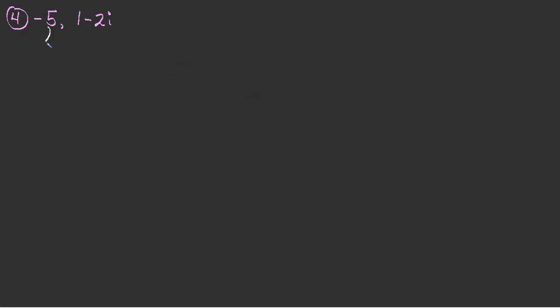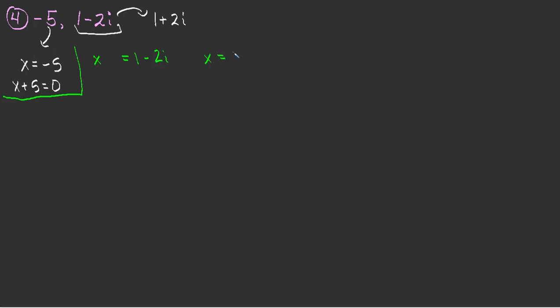So this part is the same way we've been doing. X equals negative 5. So the factor is x plus 5. For the second part, there's two terms involved, and this is one with the imaginary, so I need to make up the second one. I need to make up its conjugate. So this is going to be 1 plus 2i. And so, just like we did on the other one, we're going to take and write it out. X equals 1 minus 2i, and x equals 1 plus 2i.